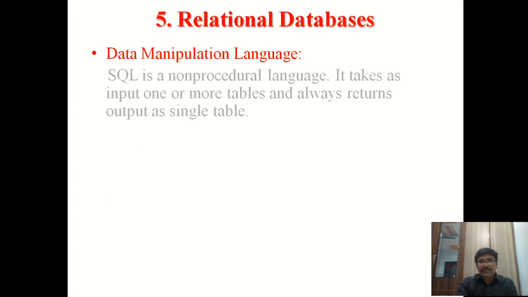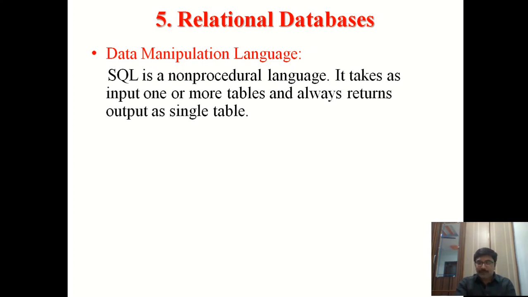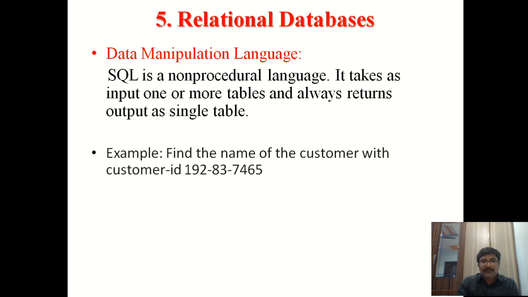And the next one is data manipulation language. This data manipulation language is also supported by SQL as a non-procedural language. Here it takes input as 1 or more tables and always returns output as a single table. That means in a query we get the data from multiple tables, but the output always is in one table. For example, here we have the query: find the name of the customer with customer ID 192837465. For this we can write the select statement.